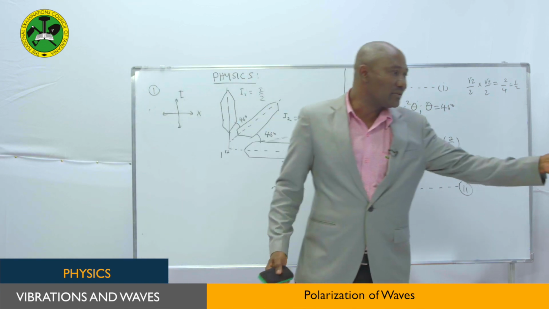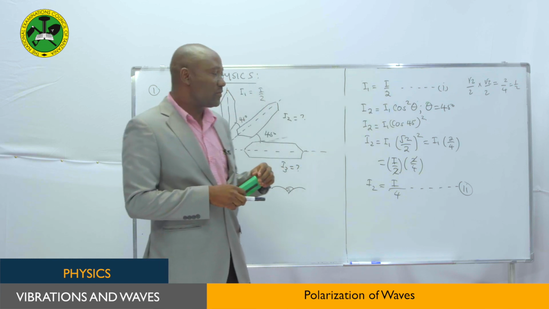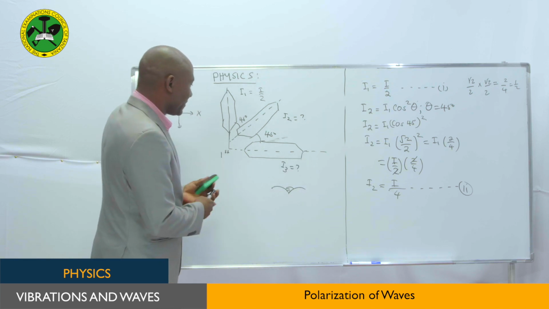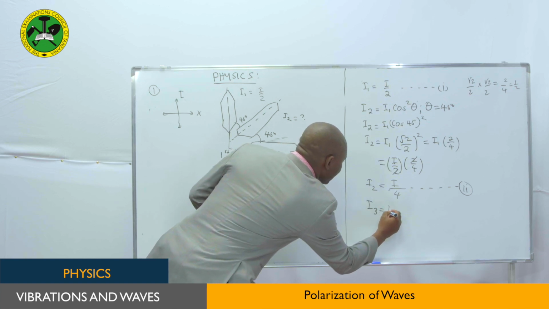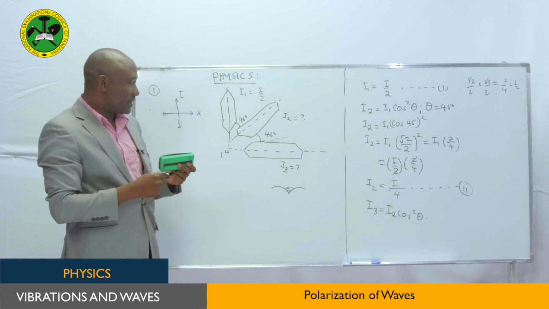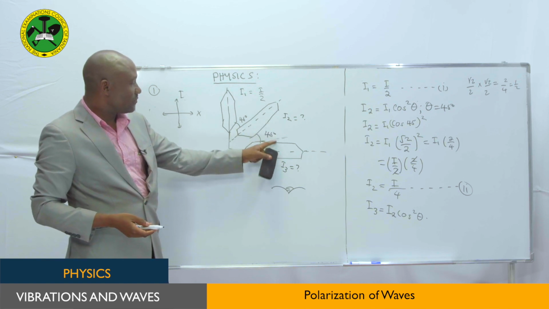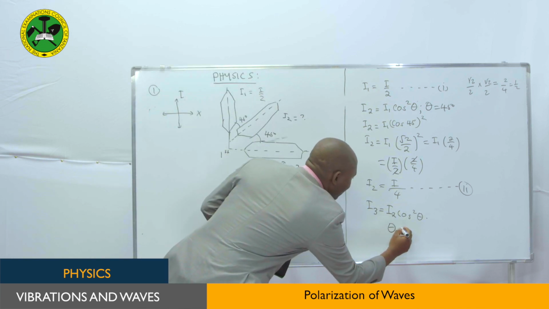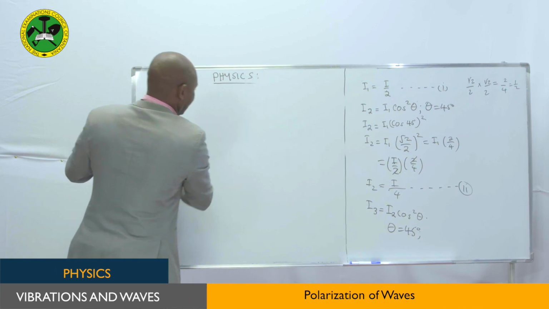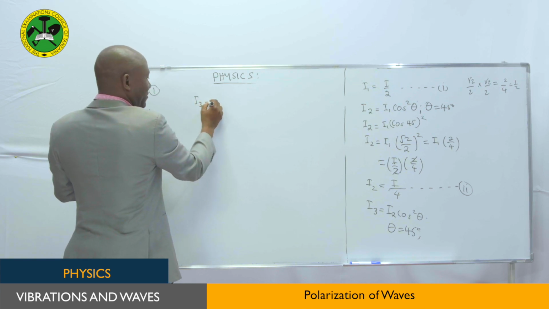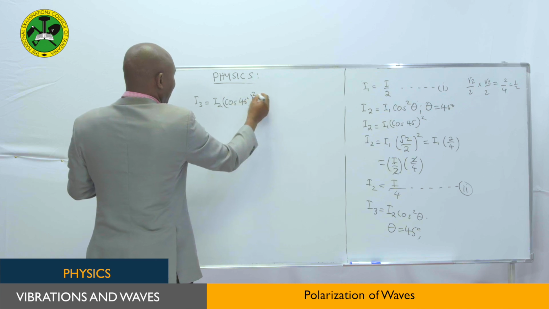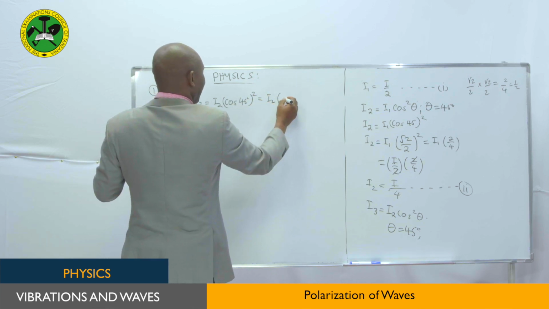The question is asking, what will be the final intensity of light after this process? It means after passing through the first, second, and the third polarizer. So we are going to check I3. According to the formula, it's I2 cosine squared of the angle between the two polarizers. Again, the angle between the second and the third polarizer is 45. Our theta here is 45 degrees. So I3 equals I2 cos squared of 45.